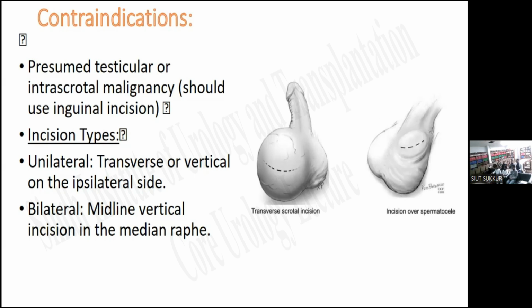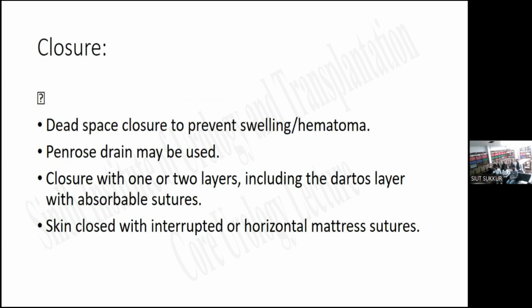But if you have to do it bilaterally, how much can you give? There is no hard and fast rule, but usually the recommendation is to give the horizontal incision. So the closure includes layer-wise closure, and the goal is to prevent dead space, swelling, and hematoma formation. We can use a Penrose drain, or closure is done in one or two layers, including the dartos layer with absorbable sutures. Skin is closed with interrupted or horizontal mattress sutures.